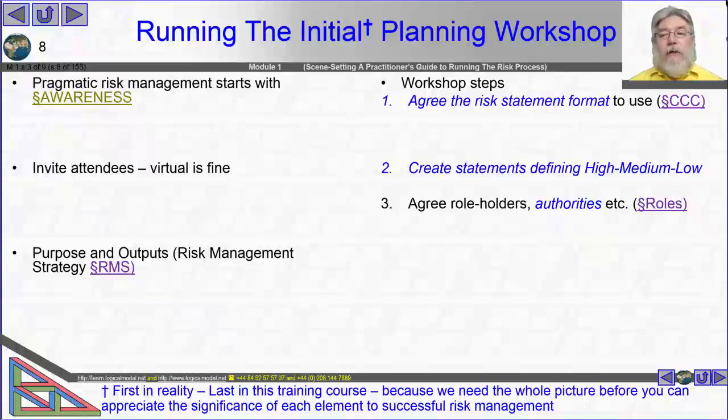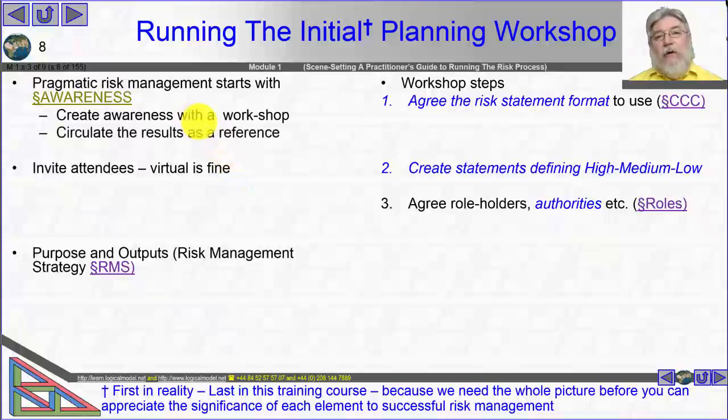So the first thing that we need is awareness. All good risk management starts by everybody who's involved being aware of what the scales are, how the risk process works, who has what roles, etc. So we've got some work to do on that. But when I create awareness, I often do that through running workshops, and I'll circulate the results from that workshop as a reference, and we might call that the risk management policy or the risk management strategy or just the risk management plan.